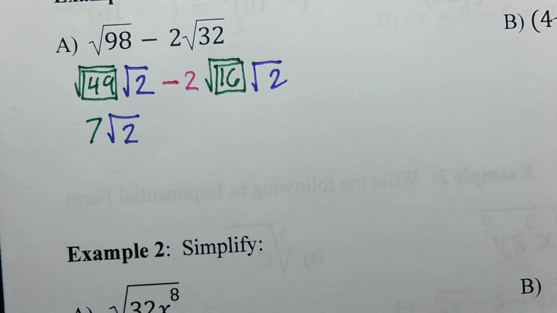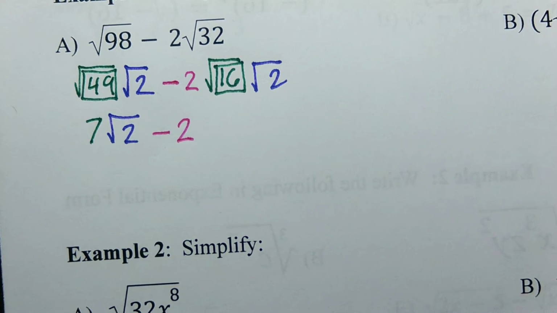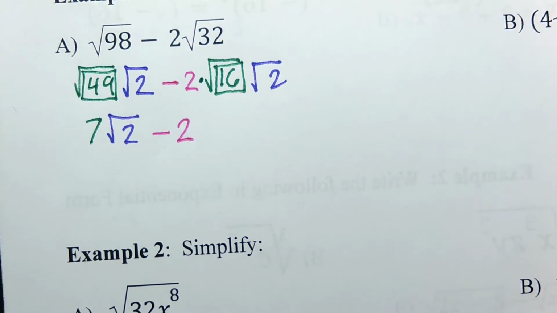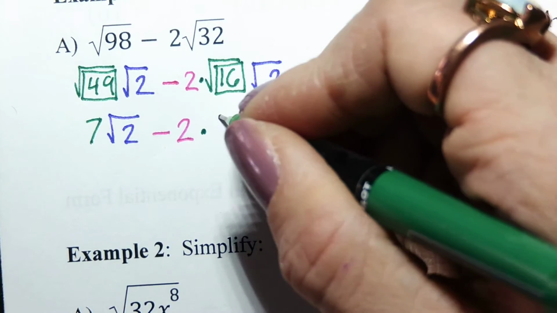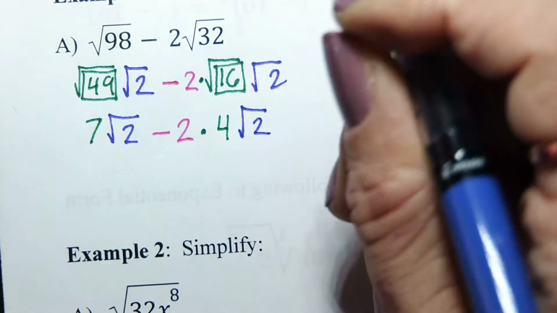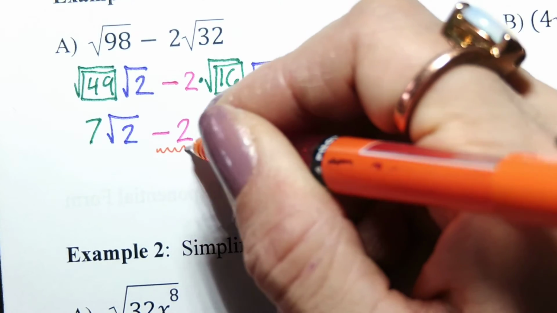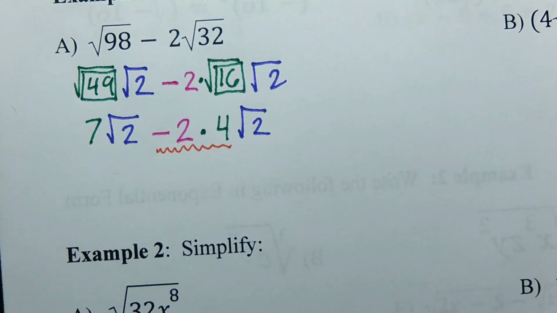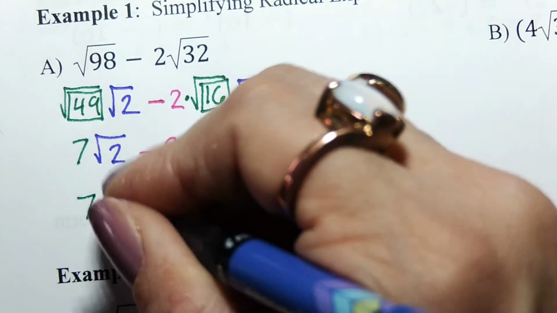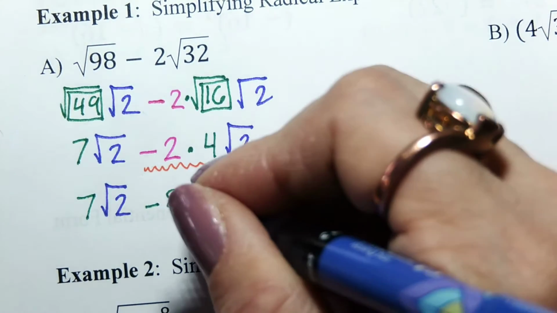So, bringing all our work down, we've got the -2 still out in front. What operation is going on between the 2 and that square root? Multiplication. So I'll have 2 times 4, evaluating the square root, and then square root of 2. Now when I simplify this next part, -2 times 4 is -8. So I have 7 radical 2 and a -8 radical 2.